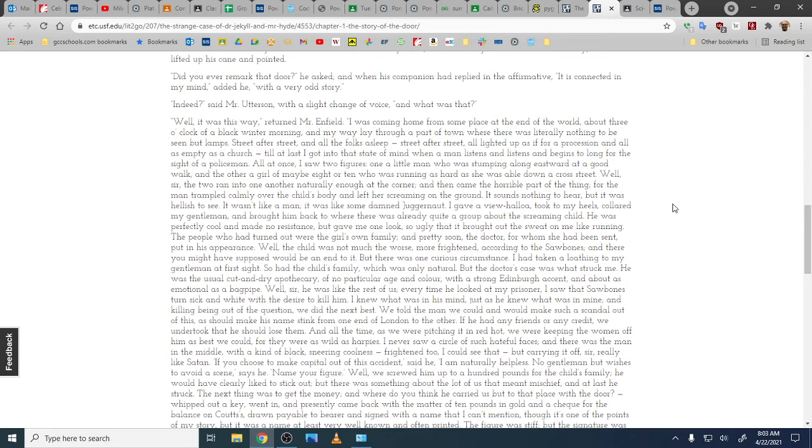He was the usual cut-and-dry apothecary of no particular age and color, with a strong Edinburgh accent, and about as emotional as a bagpipe. Well, sir, he was like the rest of us. Every time he looked at my prisoner, I saw that Sawbones turned sick and white with the desire to kill him. I knew what was in his mind, just as he knew what was in mine. And killing being out of the question, we did the next best.